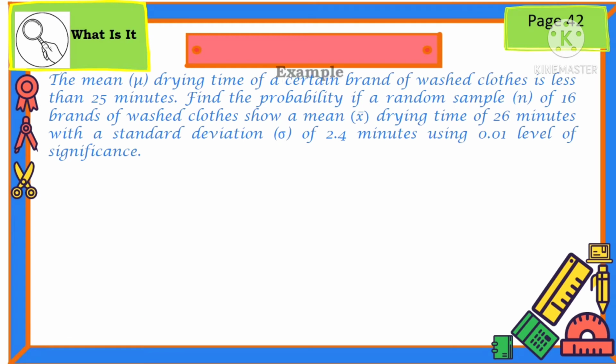For example, the mean drying time of a certain brand of wash clothes is less than 25 minutes. Find the probability if a random sample of 16 brands of wash clothes show a mean drying time of 26 minutes with a standard deviation of 2.4 minutes using 0.01 level of significance.